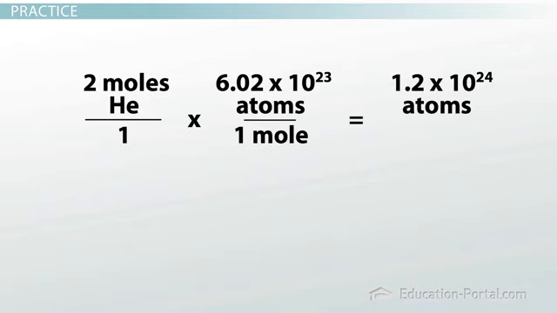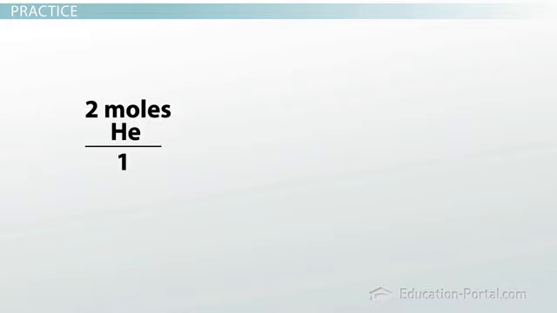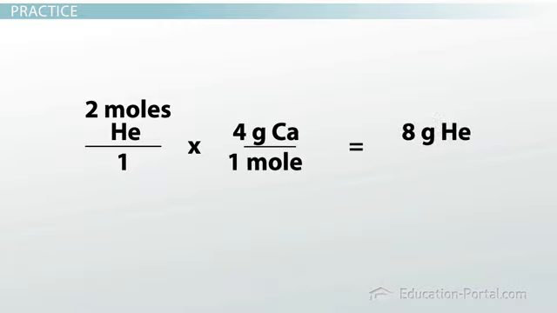You may not normally think of a helium balloon as having any mass, but it does. It is just so much less dense than air that it floats in air. So if I have 2 moles of helium atoms, what would the mass of all of these helium atoms be? The answer is about 8 grams.